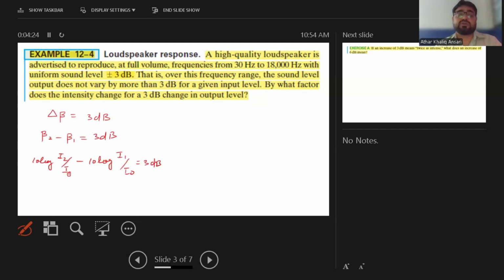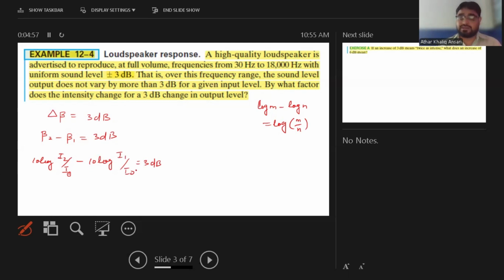So before I go further, I need to remember one thing: when you have two logs separated, the rule of log says if you have log of m minus log of n, you can write them as a fraction or quotient, m over n. If you have two logs, one log minus the other log, the rule says you can write one log and then write in the quotient the first divided by the second.